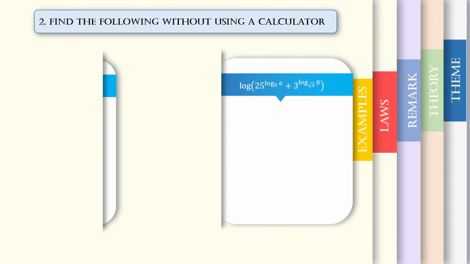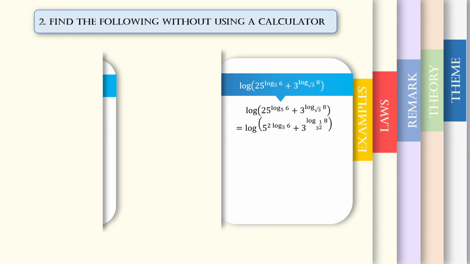Let's continue. Find the following without using a calculator. Log of 25 to power logarithm in base 5 of 6 plus 3 to power logarithm in base square root of 3 of 8. So, let's analyze attentively the argument of this logarithm. We have 25 to power logarithm base 5 of 6 plus 3 to power logarithm base square root of 3 of 8.